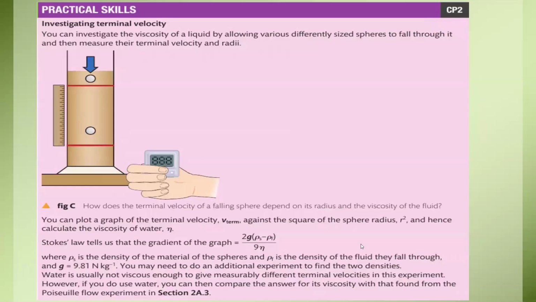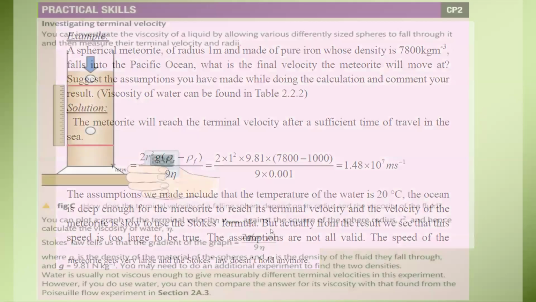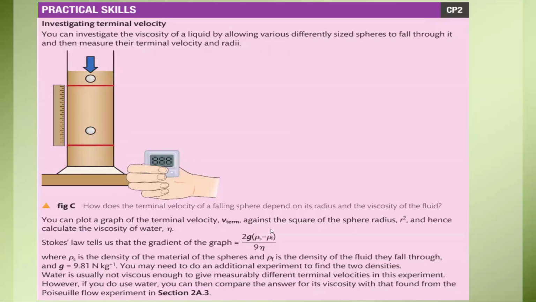Is it clear, this concept of the viscosity and how we can work it out? Any question or doubt?